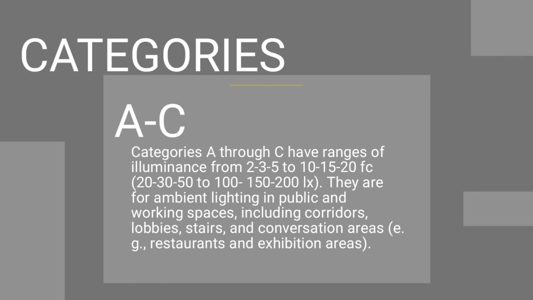First category is the A through C. It has a range of illuminance from 2, 5, 10, 15, 20 FC. They are for ambient lighting in public and working space, including corridors, lobbies, stairs, and conversation areas, restaurant and exhibition areas. So sa category A through C, ambient lightings lang siya or soft lightings.